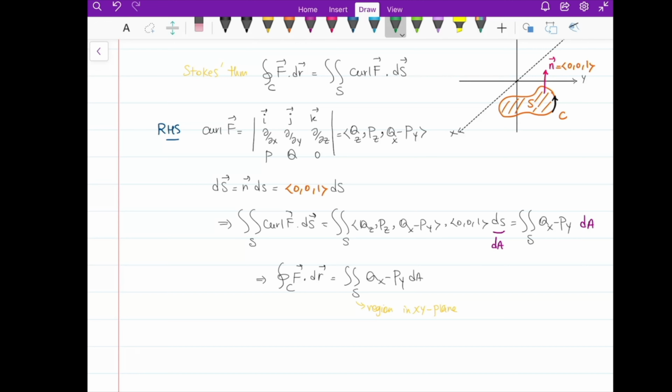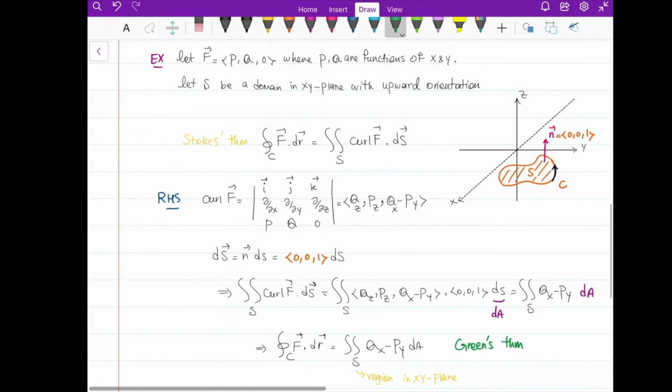And so it looks familiar, right? It's Green's theorem. Green's theorem is basically a special case of Stokes theorem in which the surface is a flat surface in the xy plane. Okay, so we just confirmed that Green's theorem is basically the two-dimensional case of Stokes theorem.